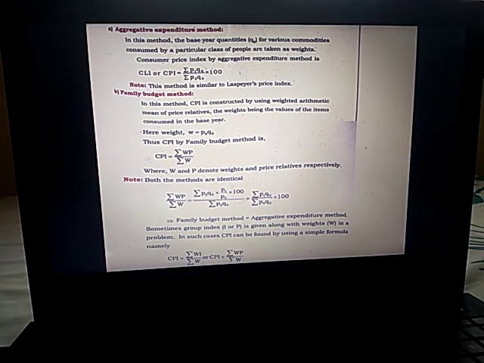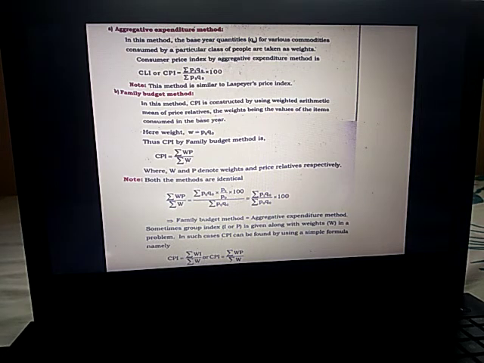Thus, the consumer price index by the family budget method is summation WP divided by summation W, where W and P denote weights and price relatives respectively. So W is the weight and P is the price relative. Both the methods are identical.